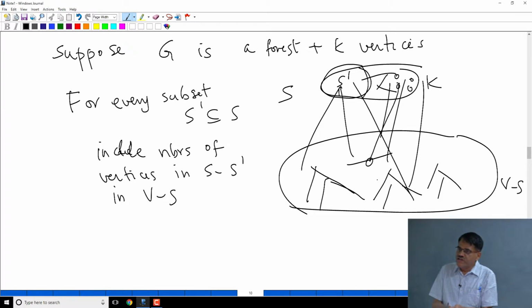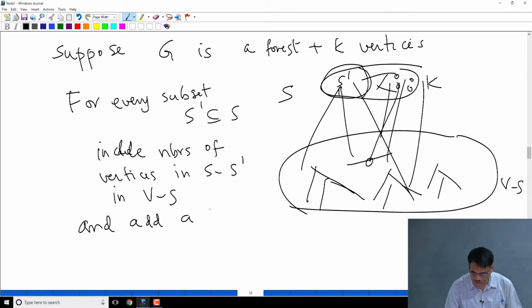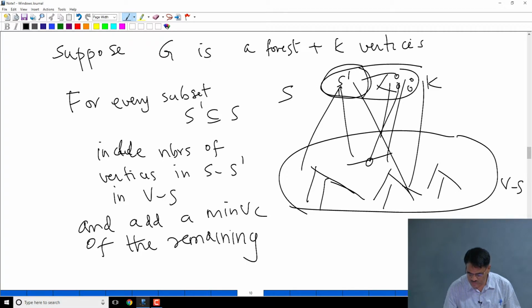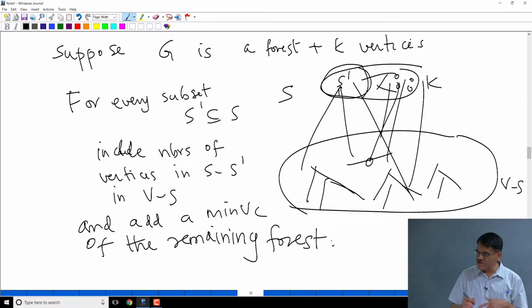Now, what is left is to find the minimum vertex cover in the remaining graph. What is the remaining graph? It is a collection of trees, a forest, where I know how to find a minimum vertex cover in polynomial time. And add a minimum vertex cover of the remaining forest. Keep doing this for every subset S prime and keep track of your number, and pick the one which is the smallest, and that is your minimum vertex cover.